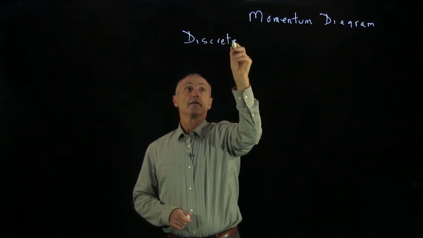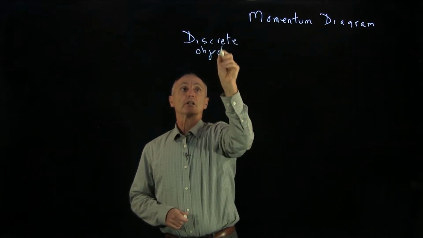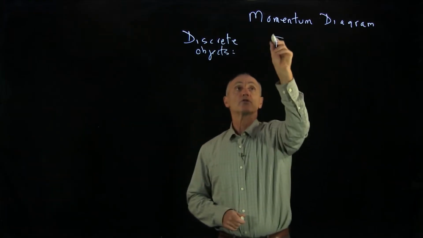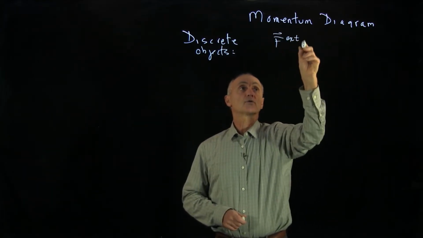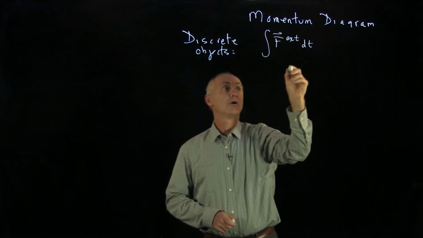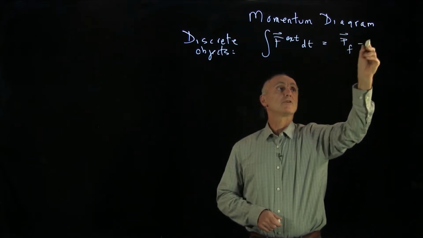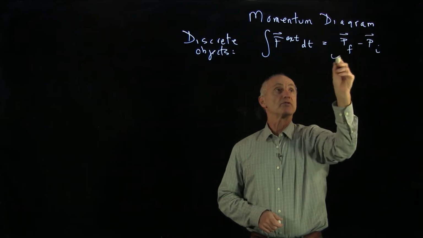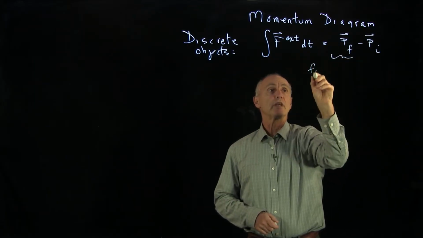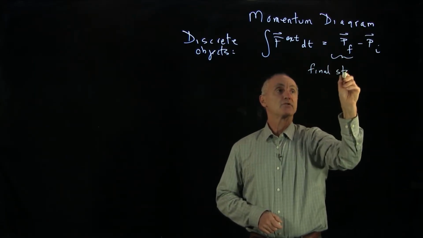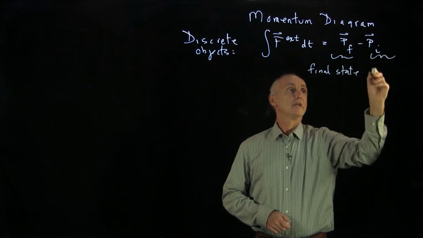We have that, involved in a collision, the external force integrated with respect to time, the impulse, is equal to the change in momentum between two different states. So this is the momentum of the final state, and this is the momentum of the initial state.